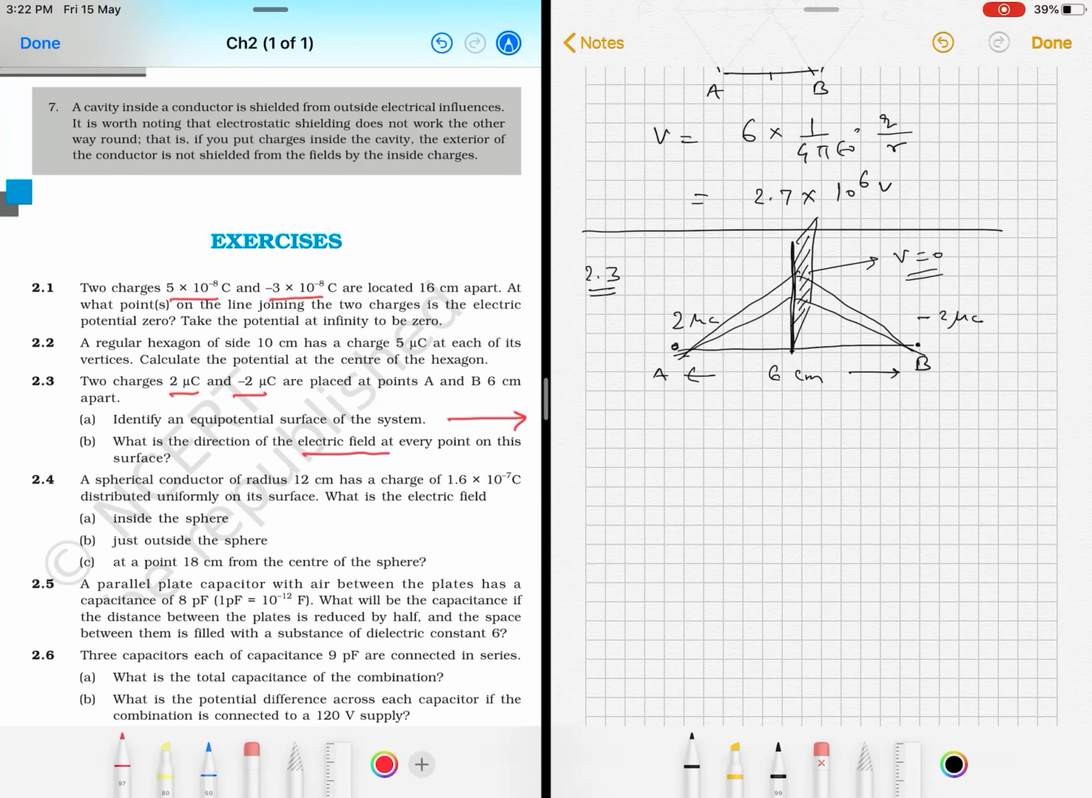What is the direction of the electric field? As we know, on the equipotential surface the electric field is perpendicular. So the electric field will be perpendicular.